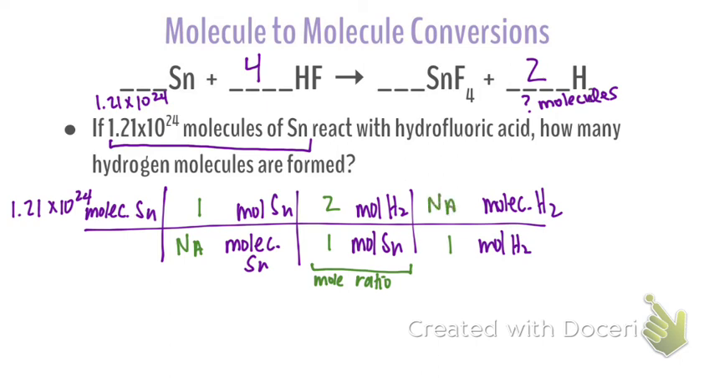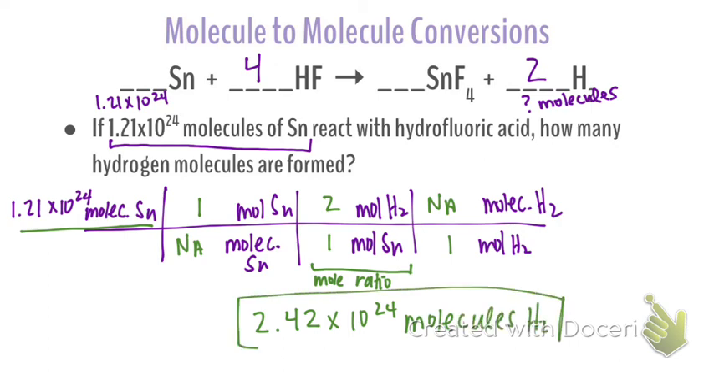And then Avogadro's number is there again on the top. Now, do you see how Avogadro's number is in both the numerator and the denominator? So do I need to bother plugging that into my calculator? No, right? All I'm doing is taking my starting amount times 2, right? And then I divide by whatever's on the bottom. So it's just going to be a bunch of 1s. So that gives me 2.42 times 10 to the 24th molecules of H2.